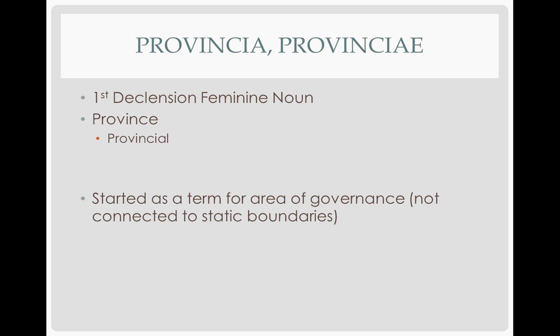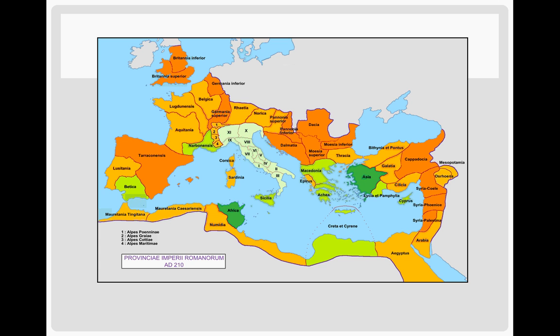Provincia, provinciae is a first declension feminine noun, meaning province. And this is where we get the word provincial from. It literally is from the Latin words pro and vinco, to defeat, so to conquer over someone. It started as a term for an area of governance, not necessarily connected to static boundaries. So we see the empire a little bit after the time of Domitian, the emperor during our stories, and we have defined boundaries. But early on, it used to just be a general area that you had to take care of.